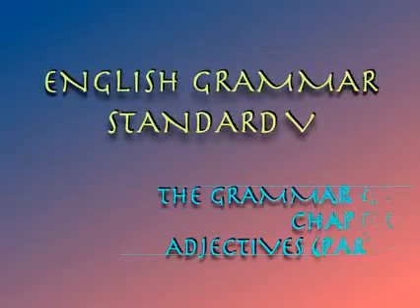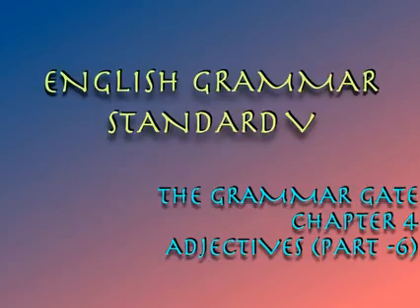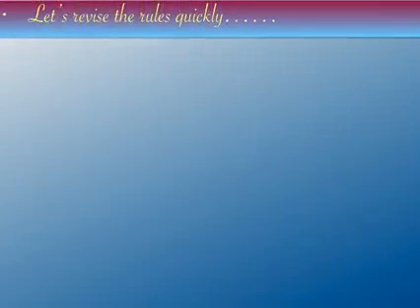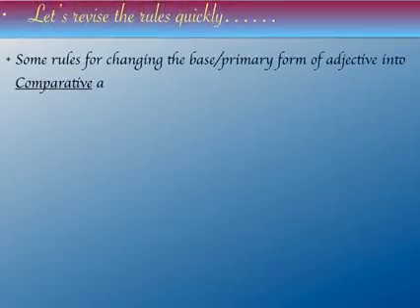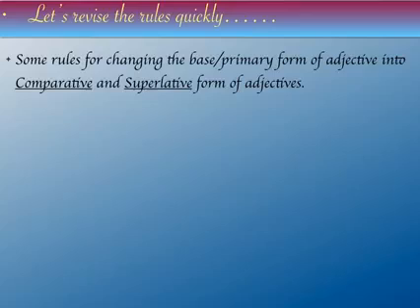And today we would be continuing with the chapter Adjectives from the Grammar Gate textbook. Let's just revise the rules quickly which we have studied in the previous video. So here there are some rules for changing the base or the primary form of adjective, that is the positive form of adjective into comparative and superlative form of adjective.